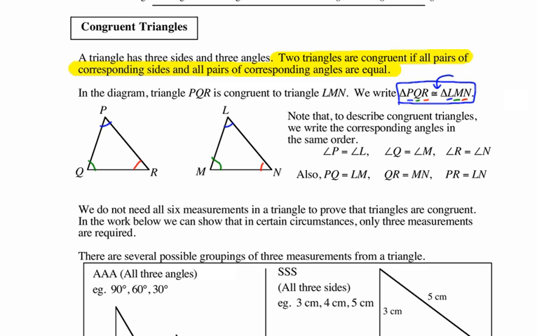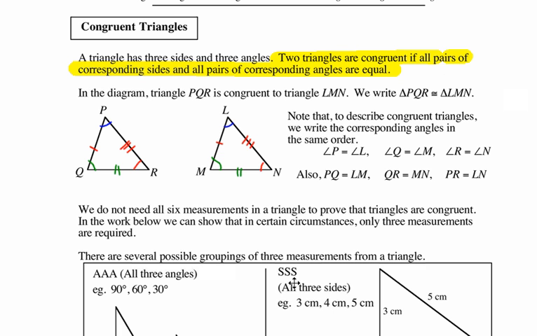You can also say side PQ should be the same as LM. Side PQ is the same as LM. Side QR will be equal to MN. So QR is equal to MN. And then PR and LN. So it's very important how we write the order.